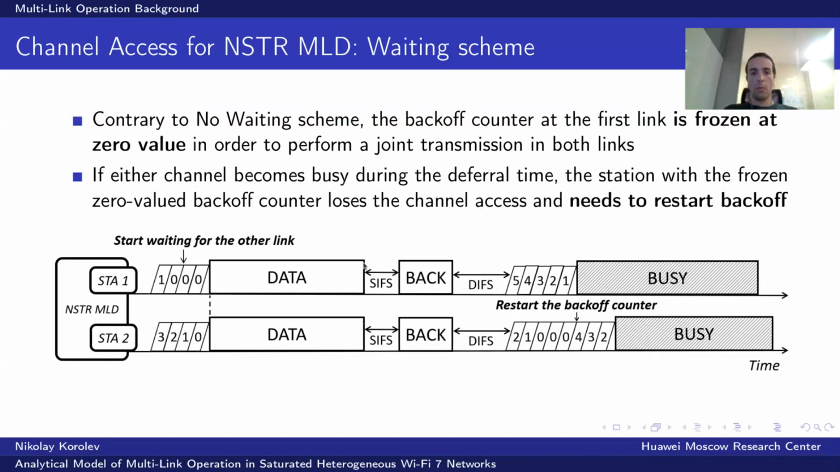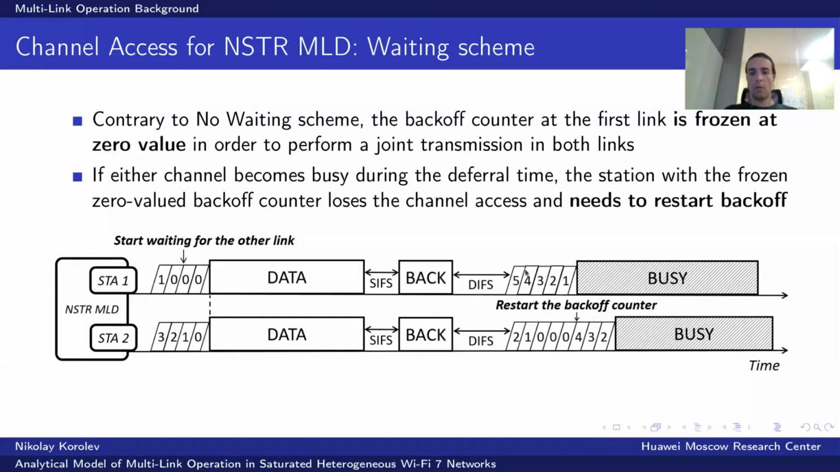Notably, we need to make sure that the ends of the transmissions are aligned. This is done, as I said before, in order to prevent the situation of simultaneous transmission in one link and reception in another one. So here the durations of the data frames in both links are equal to each other, and the starts of the next contention period in both links are the same.